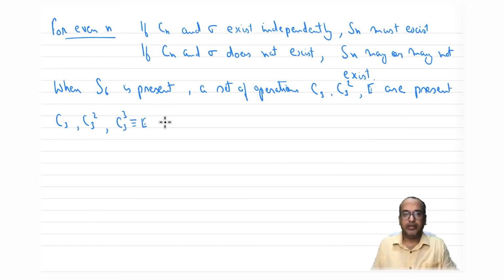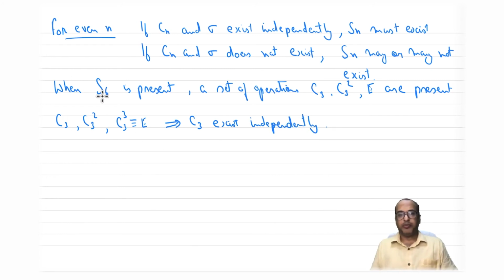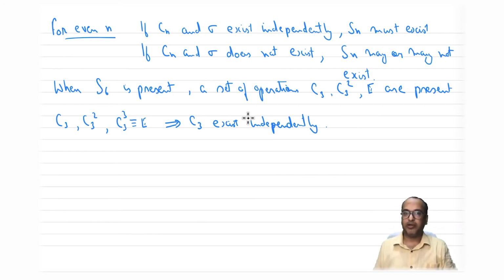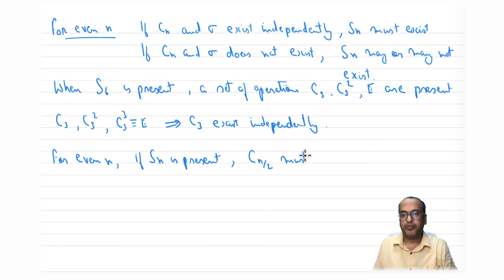So these three operations imply that C3 exists independently, right? So when S6 was present, C3 was present independently, irrespective of C6 and sigma. So that means we can generalize this for even n. If Sn is present, Cn by 2 must be present.